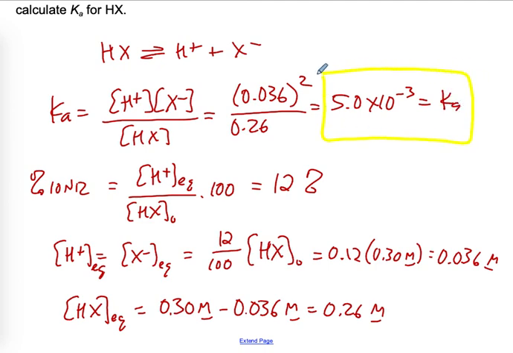So that's pretty much it for calculating the pH of solutions of strong and weak acids. In the next video, we will talk about equilibrium involving bases.